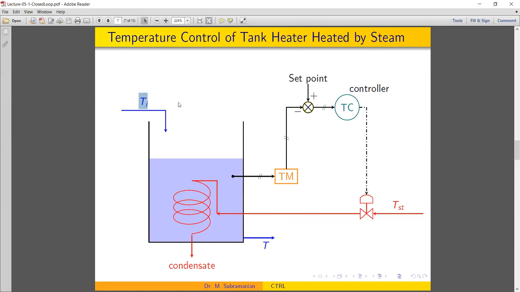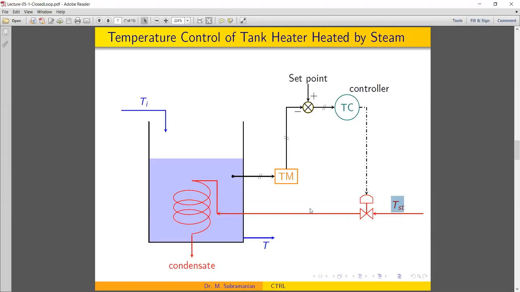Say there is an inflow entering, and heat in is to heat this tank contents. We assume a steam heating system. So steam is entering in the coil. We can manipulate this steam input so as to keep the temperature of the system constant, in spite of any changes in Ti. So Ti is now the load variable or the disturbance variable, and TST is your manipulated variable.